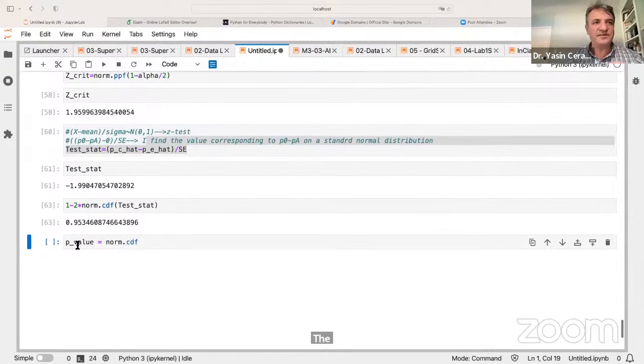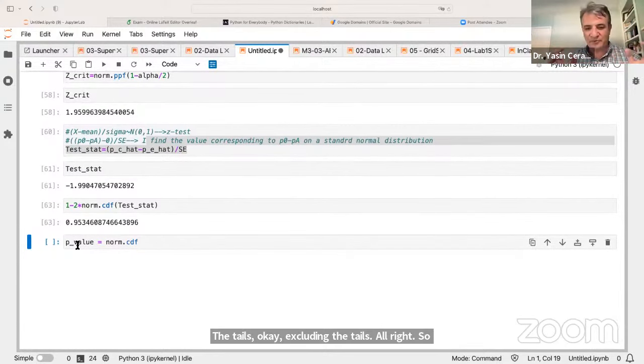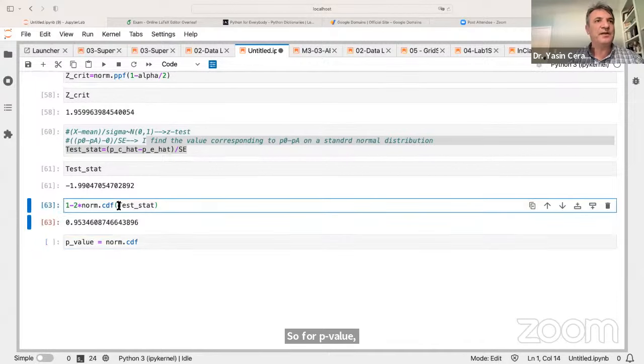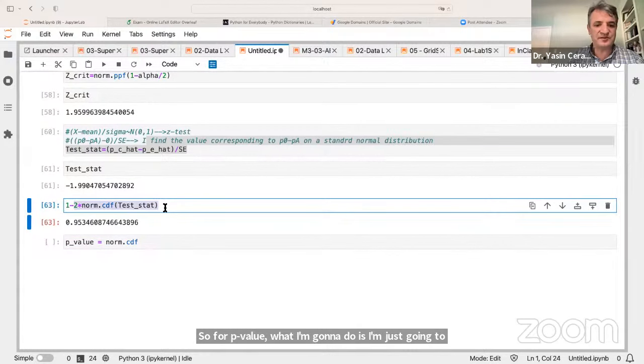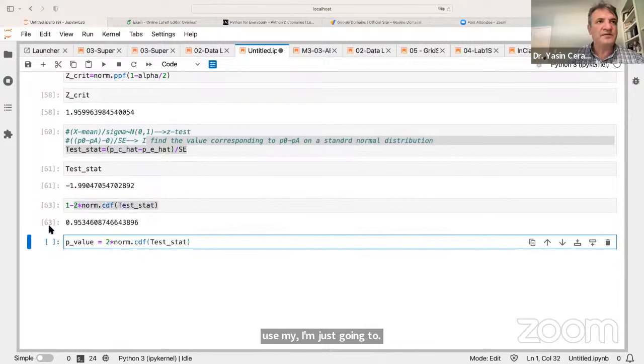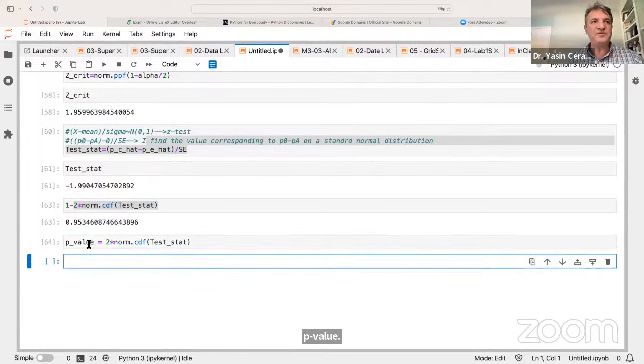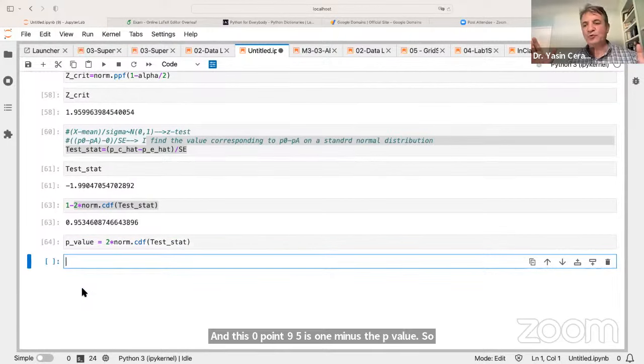So let's see what this value is. So 0.953 is the area under the curve, excluding what is that? The tails. Okay, excluding the tails. All right. So let's continue, and then we are going to wrap it up. So for the p-value, I'm just going to use this. Okay, this will be my p-value. And this 0.95 is 1 minus the p-value. So the p-value is the area under the curve at the tails, to the right and to the left of the t-stat values.